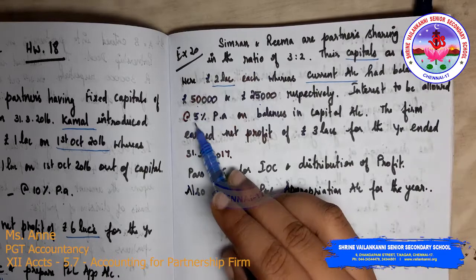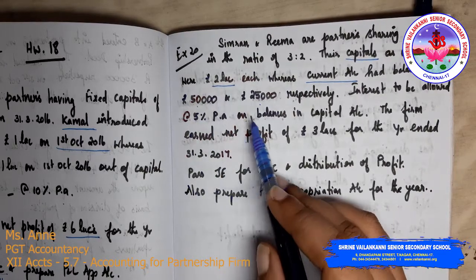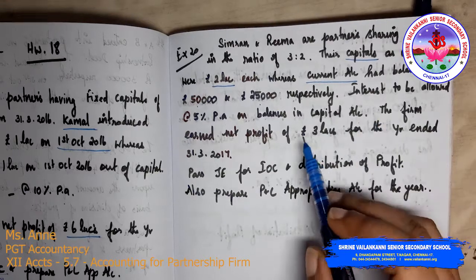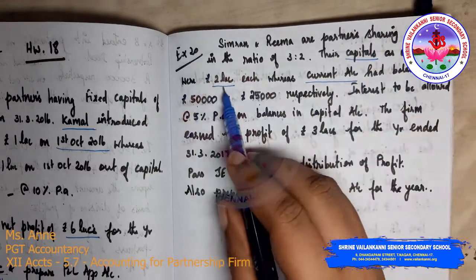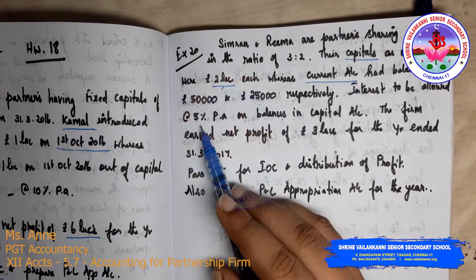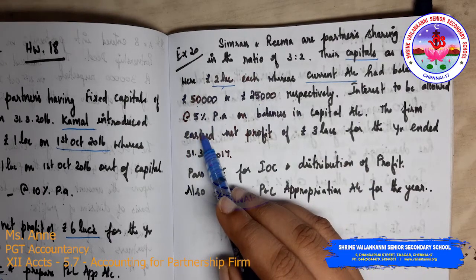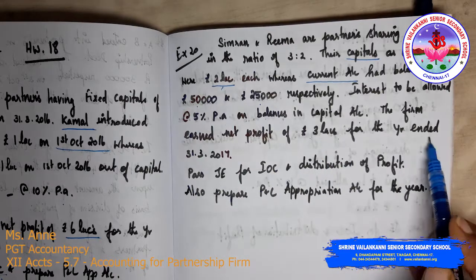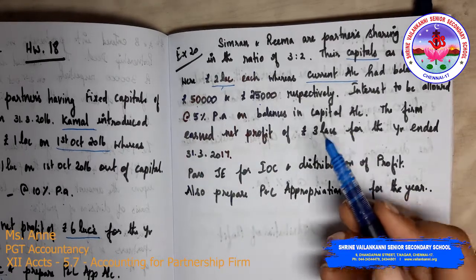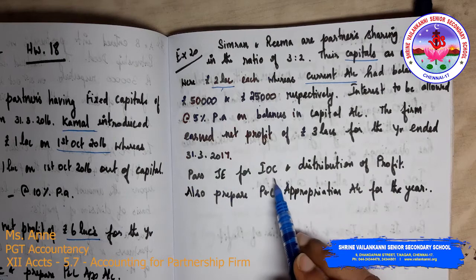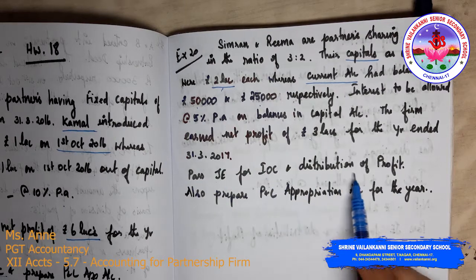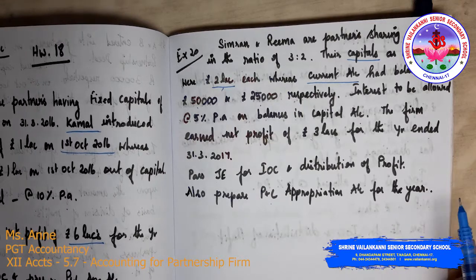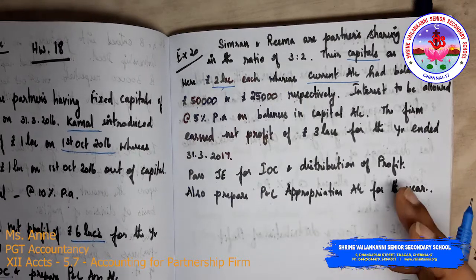Interest to be allowed at 5% per annum on balances in capital account. So whatever is the balance in the capital account, that is 2 lakhs, on that 5% is the interest on capital. The firm earned net profit of 3 lakhs for the year ended 31/3/2017. Pass journal entry for interest on capital and distribution of profits. Prepare P&L appropriation account for the year. So these are the questions.